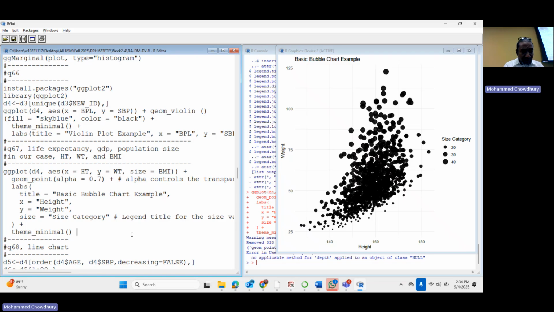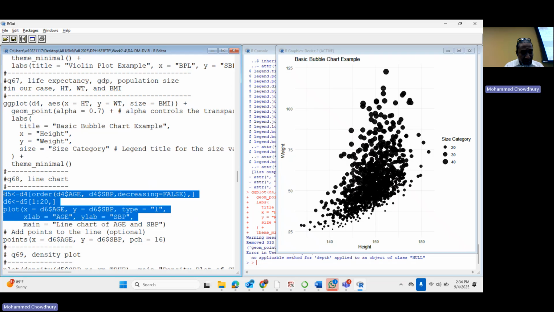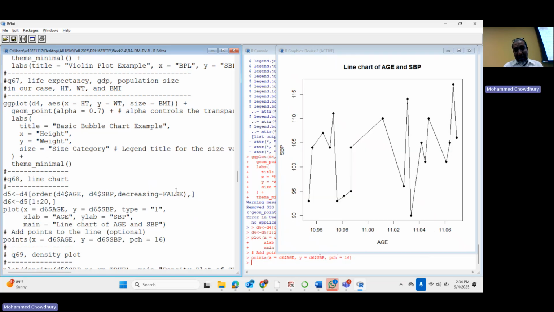Then after this, if you want to create a line chart, this is the line chart. For the line chart, I have taken a random sample of size 20, and then I ordered them by age and SBP. Age I put there and SBP, and then I want to connect them by the line. That is what is known as the line chart. Sometimes in your case, a line chart could be of importance. Okay. Now density plot.